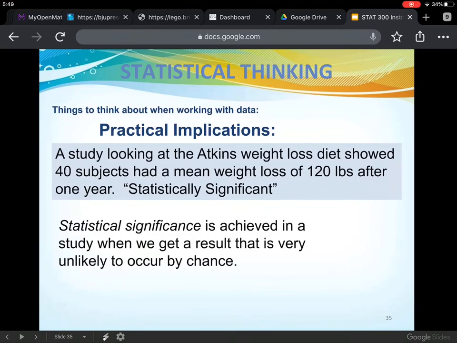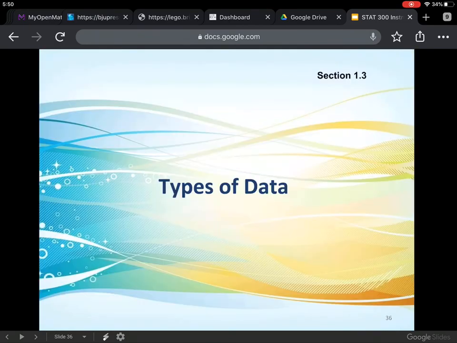Statistical significance is achieved in a study when we get a result that is very unlikely to occur by chance. Okay, unlikely to occur by chance. That's very important. And so in this next section, we're going to talk about types of data. I hope that you have got your statistical mindset on, analyzing, being very mindful of the information that's being sent to you. Now we're going to take a look at types of data.